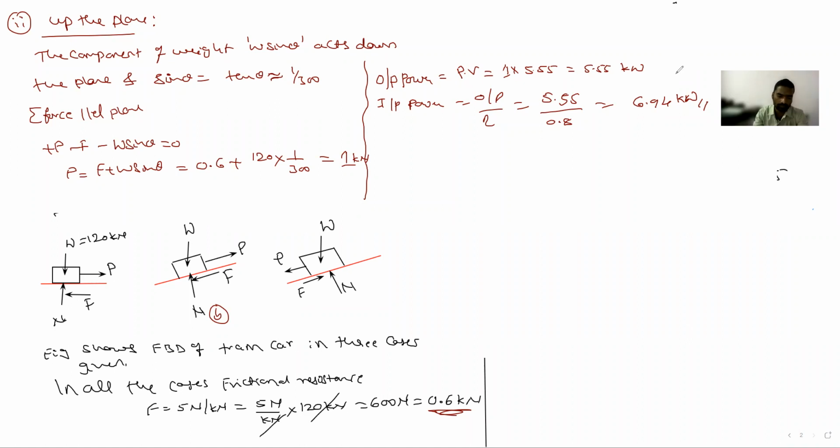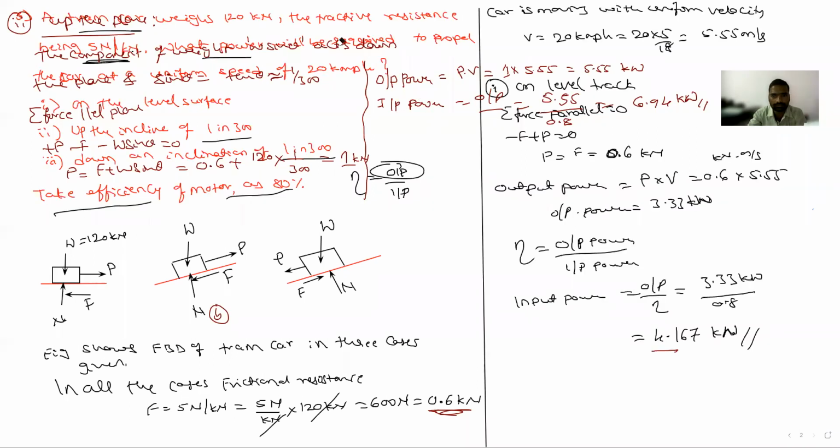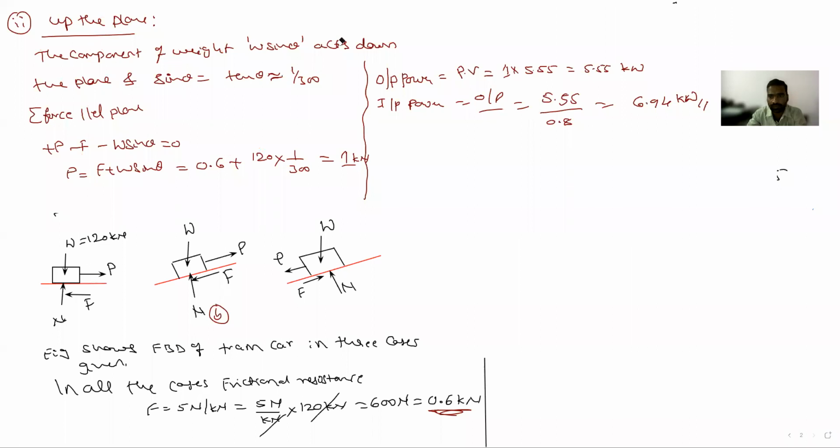Sir, what notation have you given? Input power is output power upon efficiency. That is efficiency, eta. It is eta. Okay, this is eta, efficiency. So case 3. Tan theta is approximately equal, nearly equal to 1/300. If you want, you can write equal.